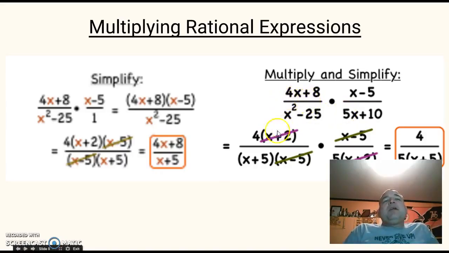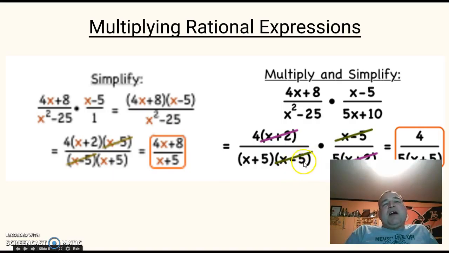So 4x plus 8, pull a GCF of 4 out, leaving us with x plus 2. X squared minus 25, difference of squares, x plus 5, x minus 5. 5x plus 10, pull the GCF of 5 out. And notice they even got a little color for here. X plus 2, those are common binomial factors that we cancel out.